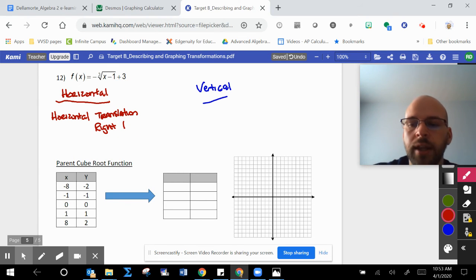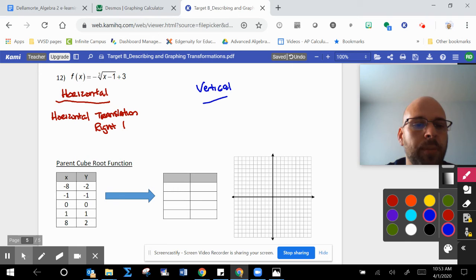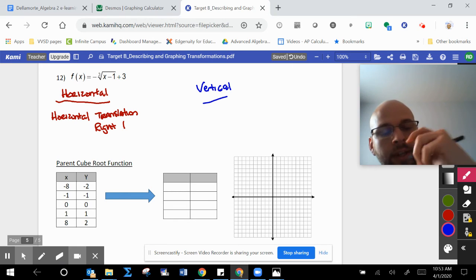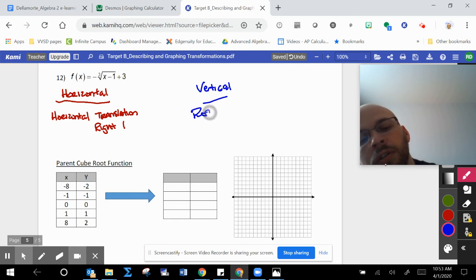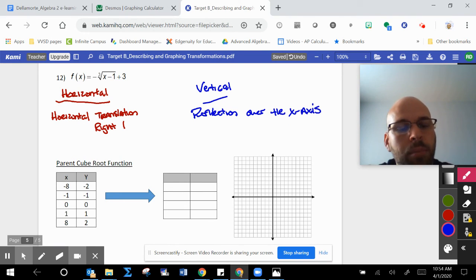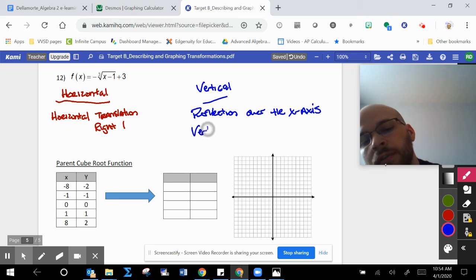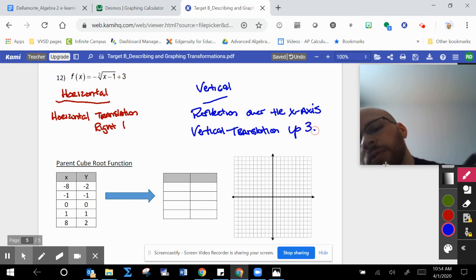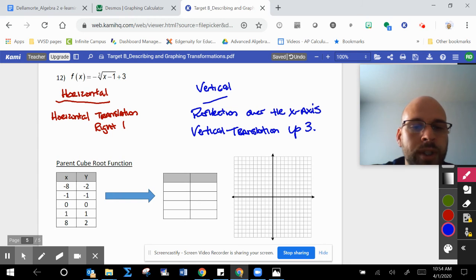Okay, and then I have a vertical. I have 2 vertical changes. The first one is the negative on the outside. That's going to be a reflection over the x-axis, as we talked about before. Okay, and then the +3 on the outside would be a vertical translation up 3 units. Okay, so we had 1 horizontal transformation and 2 vertical transformations. We're going to see what that does for our table of values.